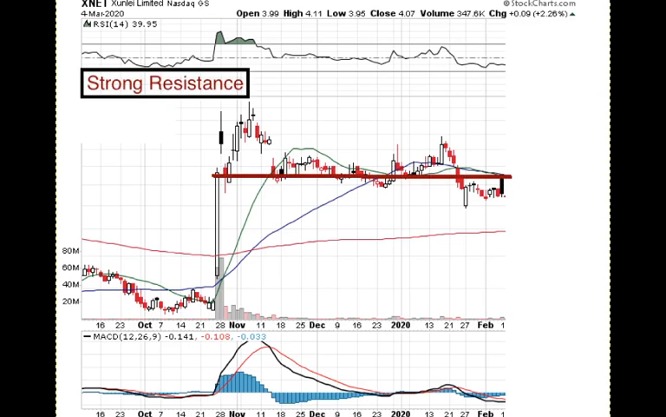The first thing that I see is this level of resistance. The reason I call this strong is because it's been touched many times and it failed to break above it on its last trading day. Here we have a bear flag that is tangent to the resistance line. A bear flag is like a bull flag but upside down.